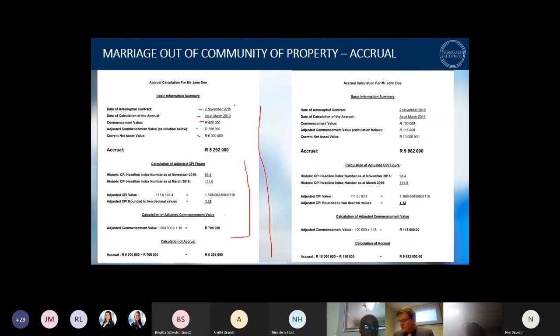Now we have to go into the adjusted commencement value, which is where we take this 600,000 and we account for the difference in the value of money between 2015 and 2019. So for purposes of illustration, here's the calc, I'll show you now how this calc works. 600,000 Rand in 2015 is 708,000 Rand in 2019. So to get 600,000 2015 value, in 2019, you need 708,000. It's a sobering thought, isn't it?